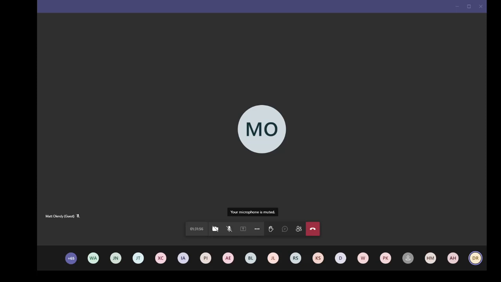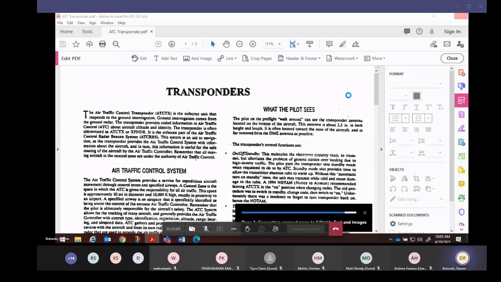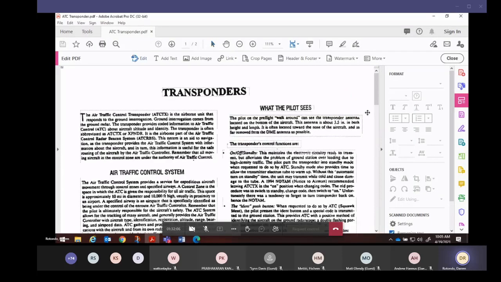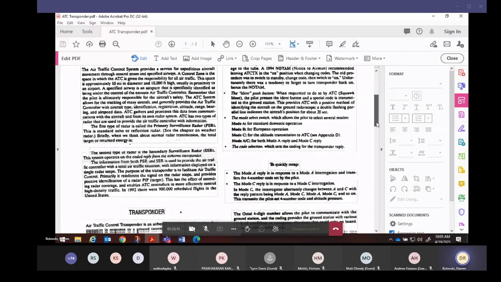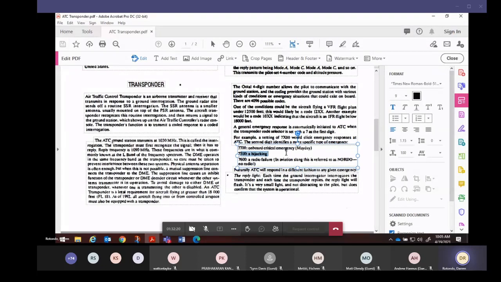Okay, so I gave you a handout that looked like this. Transponders. So everything we've talked about so far has been covered on this first page of this handout. Okay, all of that stuff has been covered, including this stuff here, 7500 is a hijacking, 7600 is a comm failure, 7700 is an onboard emergency, and so on and so forth.